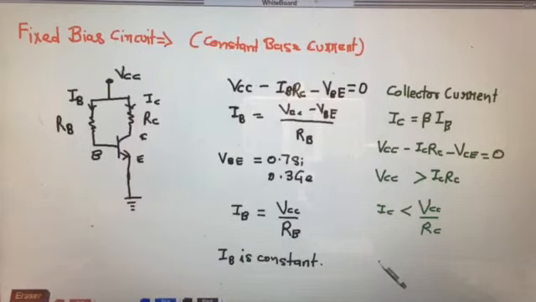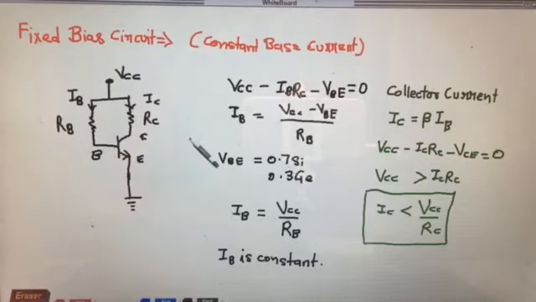Thus, while calculating IC, it must be ensured that this relation should be satisfied. It means that when we calculate our IC, and the value of IC is less than VCC upon RC, in that case the transistor will act in the active region. If IC exceeds the value, the transistor goes into the saturation region; if this condition is satisfied, then it will be in the active region.